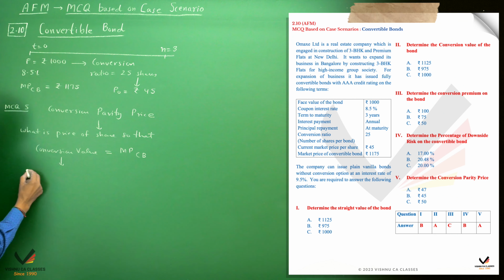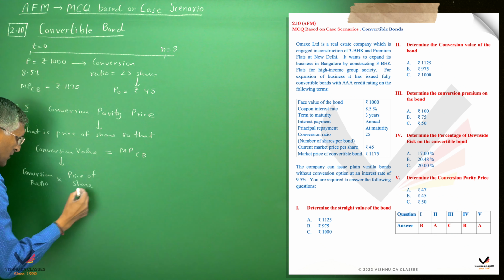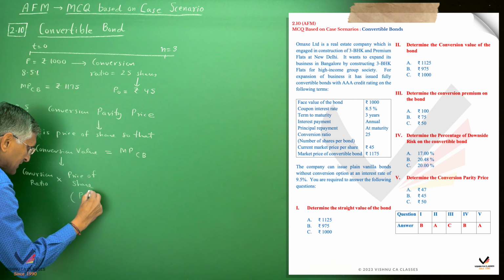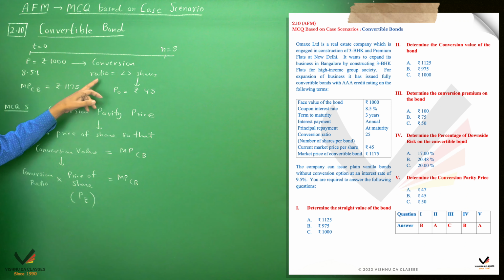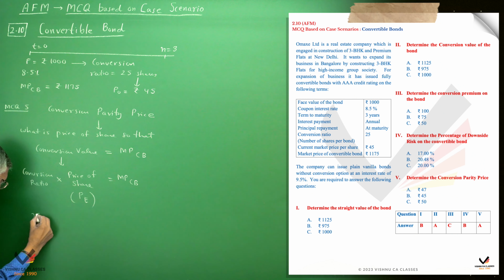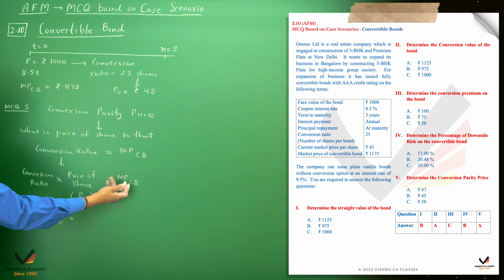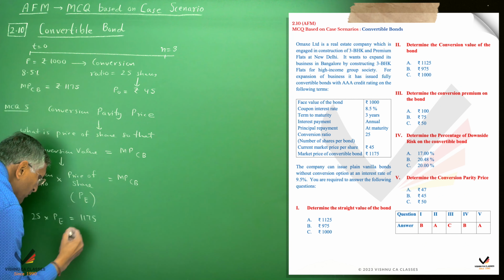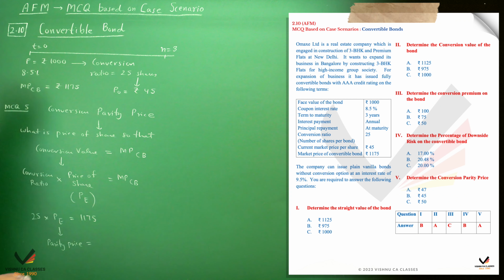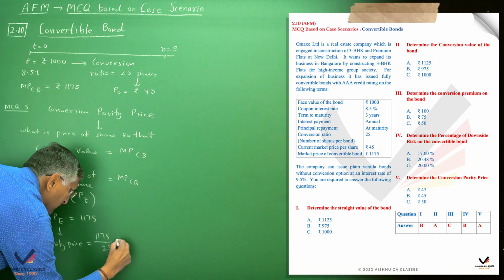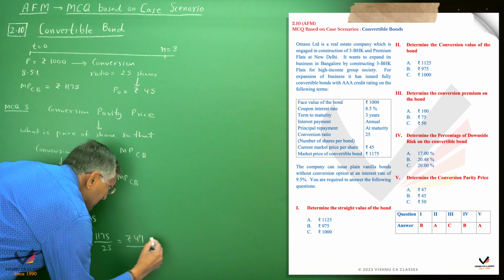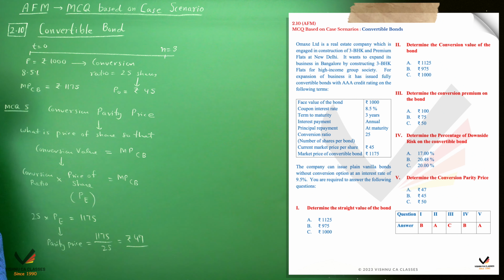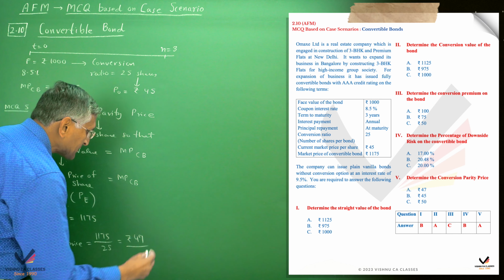The formula for conversion value is conversion ratio, meaning how many shares you are getting, multiplied by the price of share. Here it is called parity price, also called equilibrium price, and that is equal to market price of convertible bond. The conversion ratio is mentioned: you will get 25 shares. So 25 shares into equilibrium price, meaning parity price, equals market price of convertible bond, which you have as 1175. So then you can calculate the parity price of share: 1175 divided by 25 is rupees 47. So this will be our conversion parity price, at which our conversion value will become equal to current market price of convertible bond. So you can see which option is correct. So the answer is option number 8.